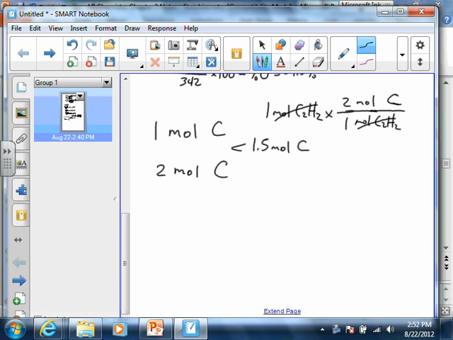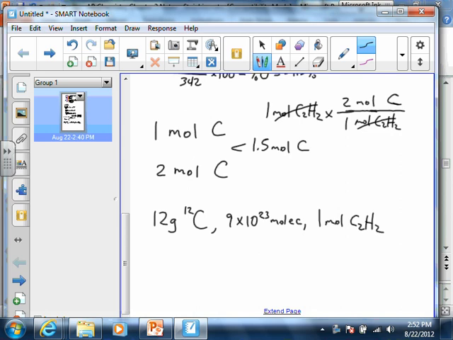So, to arrange these in order of increasing number of carbon atoms, the 12 grams of carbon-12 would go first. And then we would have the 9 times 10 to the 23rd molecules. And then after that, we would have the 1 mole of C2H2, okay? And hopefully that makes sense.